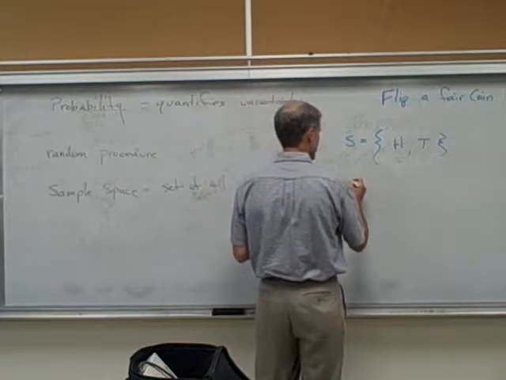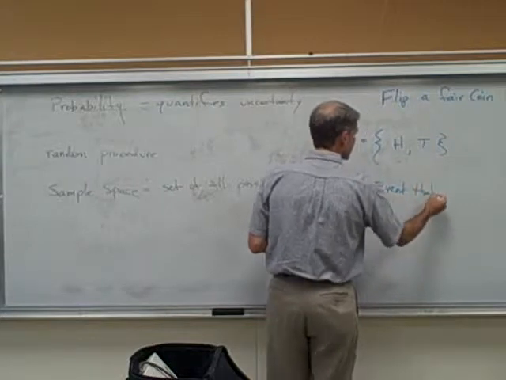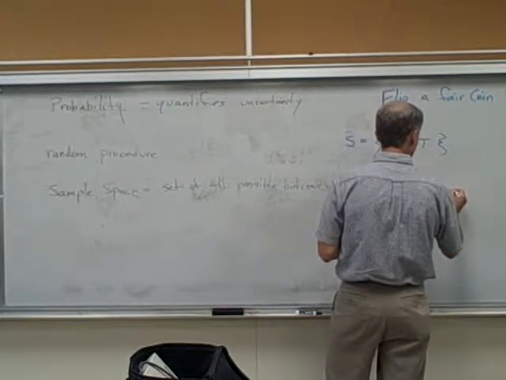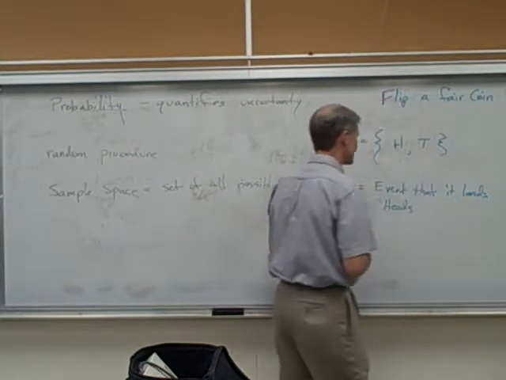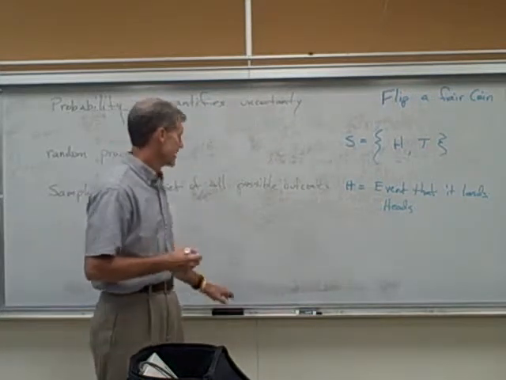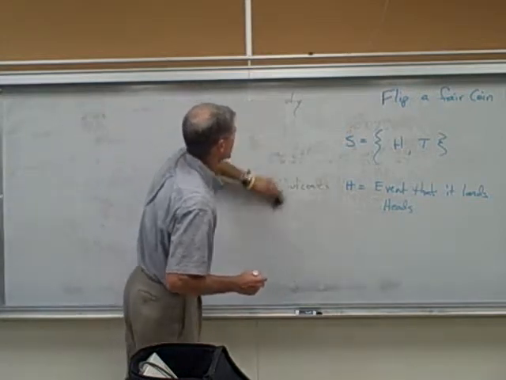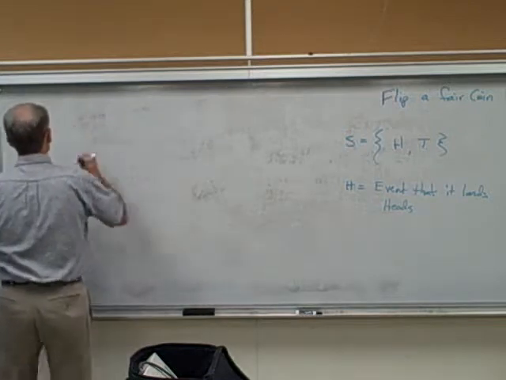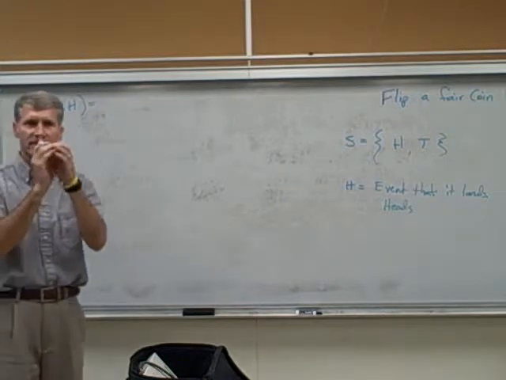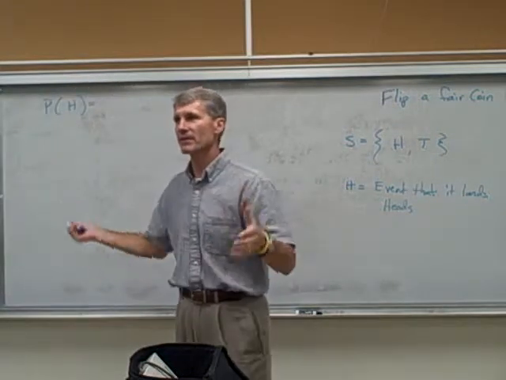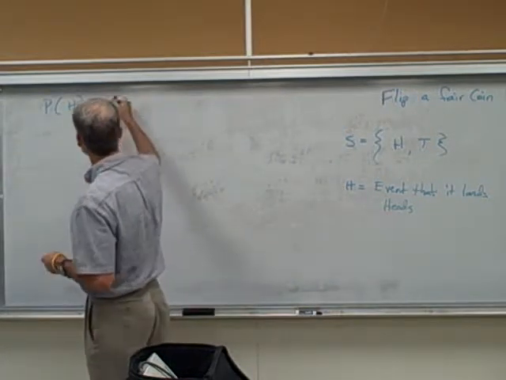I could say, let's let H equal the event that it lands heads. Now, intuitively, everybody was able to figure out that the probability of H, which we write like this, probability of H, so capital P, parentheses, and then something in the parentheses, means the probability of that thing. Everybody's able to figure out that's 1/2.